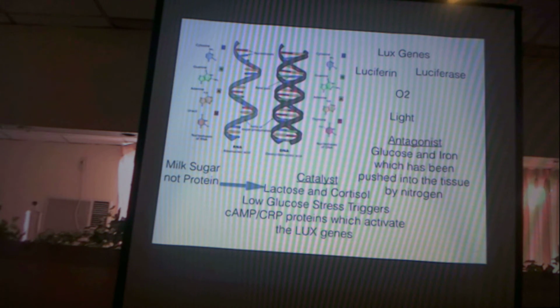Because most of us don't even think of plasma. Plasma is the most important thing in your body. Blood cells only make up like 20% of your blood. 70% of it is just plasma.